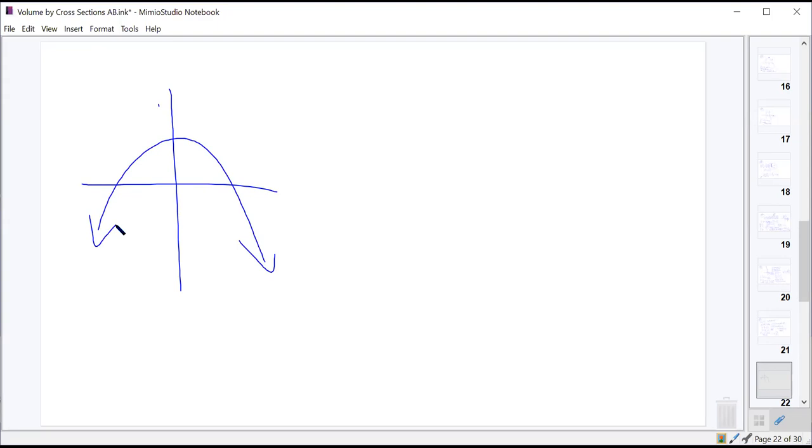And the x-axis. So we're talking about this region. This is the region we're talking about. 1 minus x squared and the x-axis. Cross sections perpendicular to the y-axis are squares.